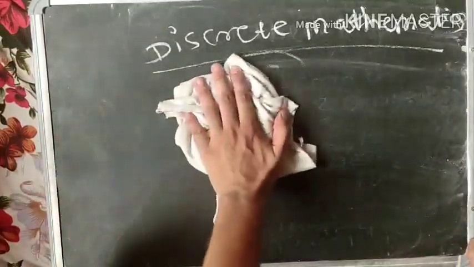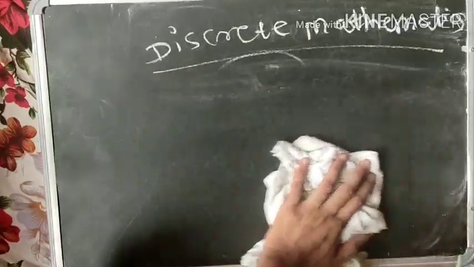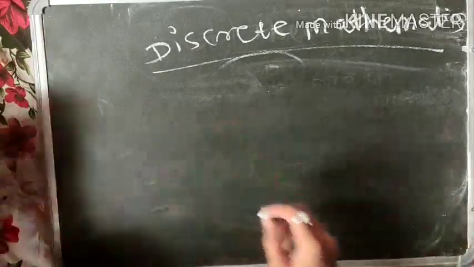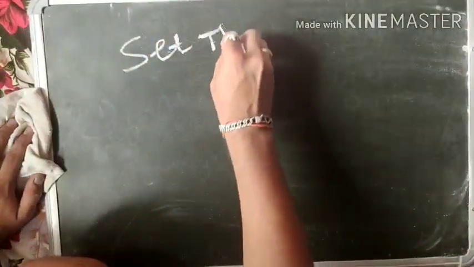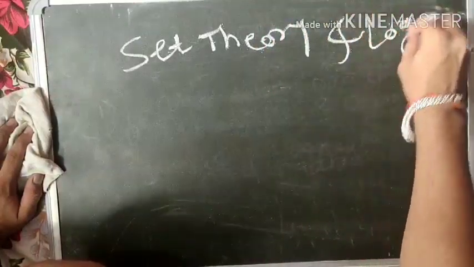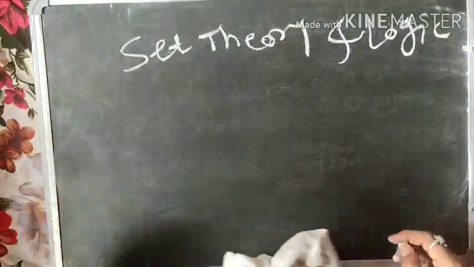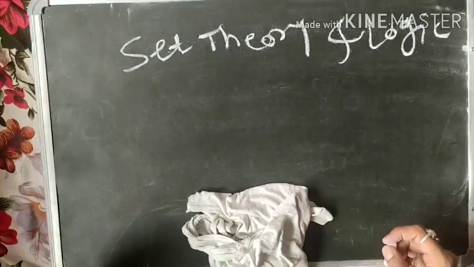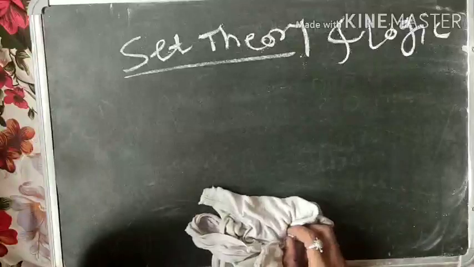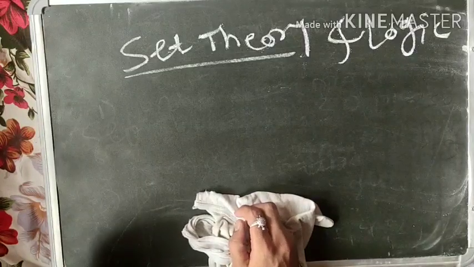So discrete mathematics contains a total of 6 units. The first unit is set theory and logic. Now here we need to first understand what is meant by set theory. First, understand what is meant by set.